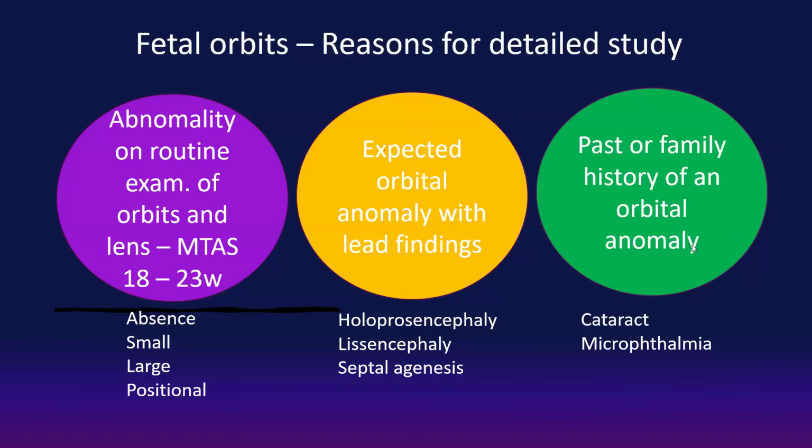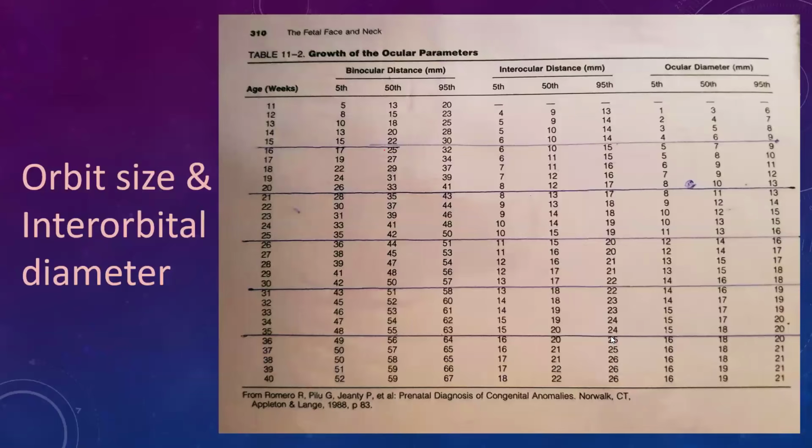And of course, if there's a past history in previous pregnancies, or a family history of an orbital abnormality like a cataract or microphthalmia, again, we're going to be very careful in examining the orbits, and we're going to measure the orbits even if subjectively they look normal. So coming to the measurements, we have to take the ocular size and interorbital diameter, either when we are subjectively suspecting something abnormal, or if there is a previous history and we want to be sure that the orbital measurements are normal. So this is the chart that I use in practice.